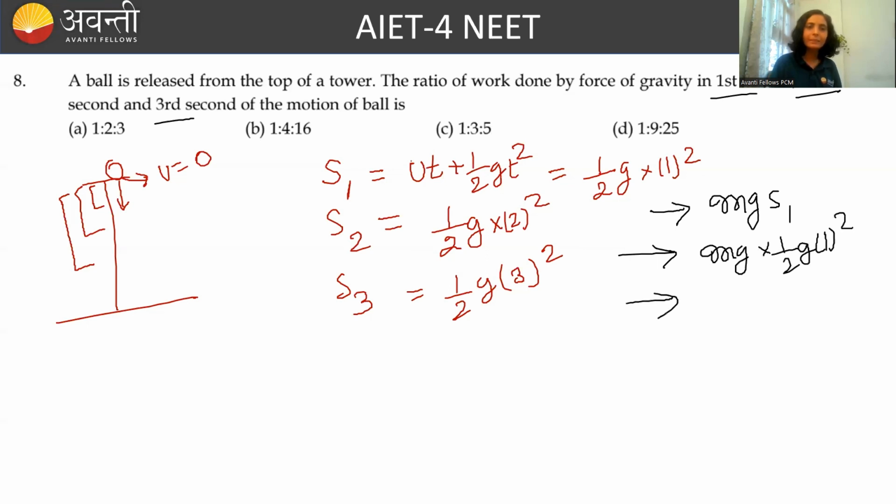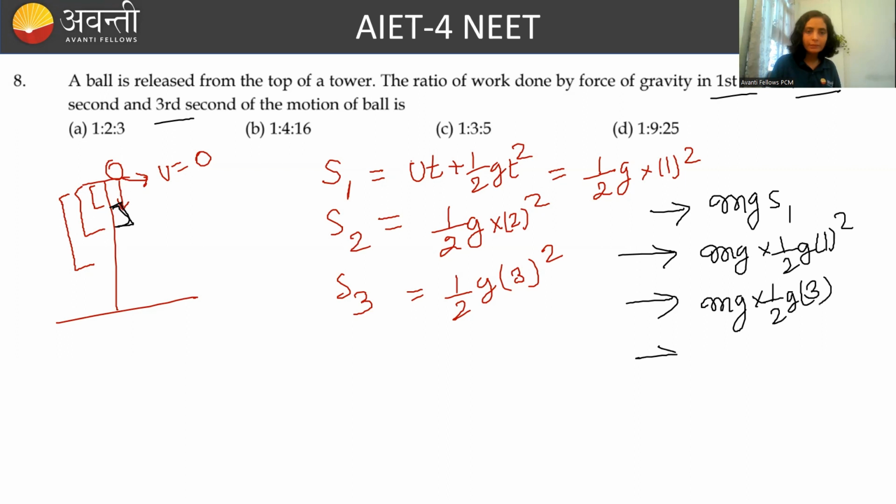Now distance covered in second. So in second distance covered is this much, and how we will get this distance? We just need to write S2 minus S1. So this will become equal to mg into half g, 2 ka square minus 1 ka square. That is 4 minus 1. That is your what? 3.